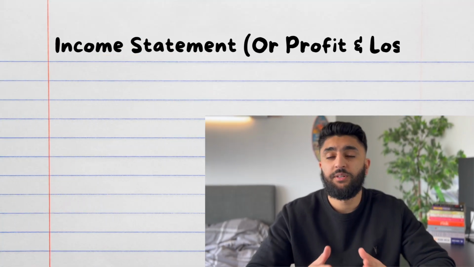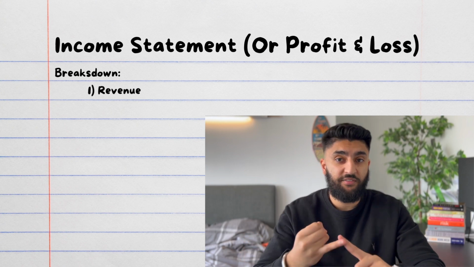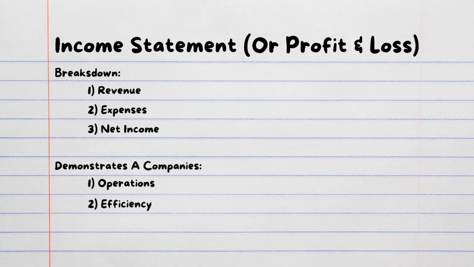The income statement, also referred to as a profit and loss in some countries, shows a company's revenue, expenses, and net income. Now, the income statement helps us understand a company's operations, efficiency, profitability, and overall performance. The income statement is divided into two main sections: the income section and the expense section.